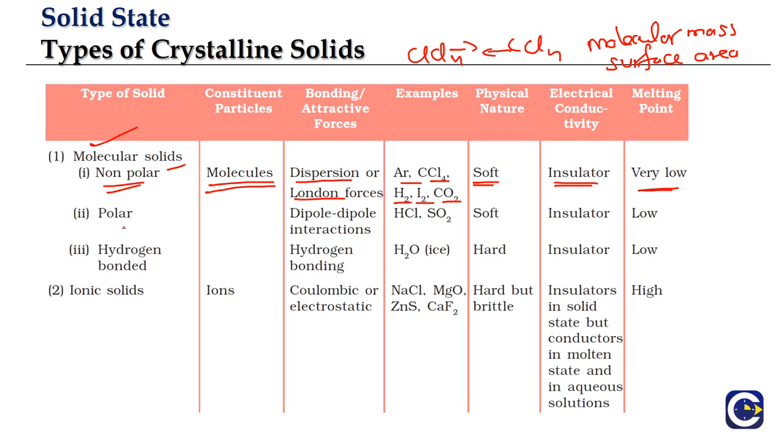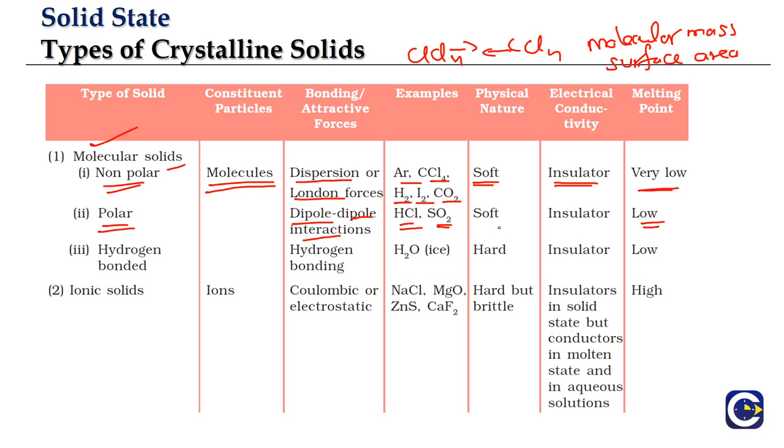The other type of molecular solids will be where the molecules are polar. So if you look at molecules like HCl, SO2, these are polar molecules. Remember why SO2 is polar? SO2 does not have a linear structure. SO2 will have a bent structure. So dipole-dipole interactions are going to exist between the polar molecules, which will be relatively stronger than the London forces or dispersion forces. As a result, the melting point will be relatively higher, but it is still low. When I say still low, we are comparing it with ionic solids and metallic solids.